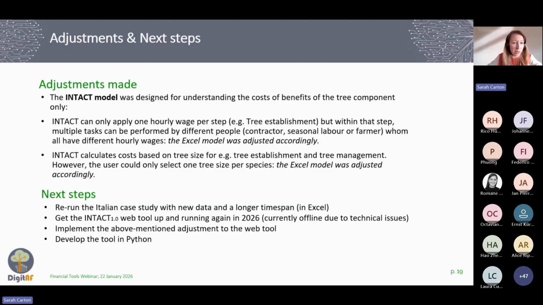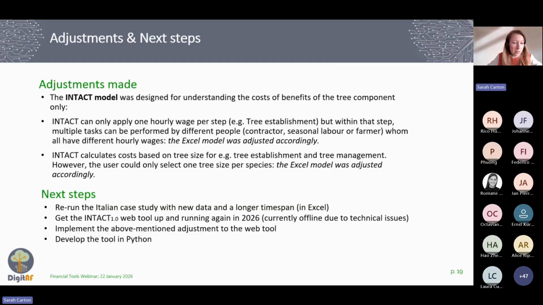And Intact calculates cost based on the tree size. However, the user could only select one tree size per species. For instance, if I have an apple with a high stem, or an apple with a half stem, I could only click one, but the Excel model was adjusted so I could have both the apple half stem and apple high stem trees.